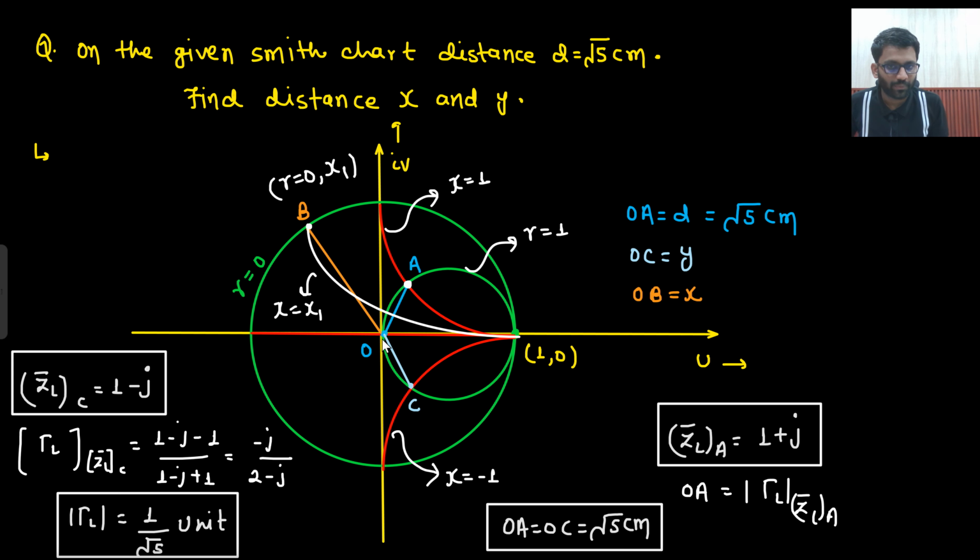That means if I join these points to the origin, then that distance has to be the same. OA has to be equal to OC only. There you go, that's it.